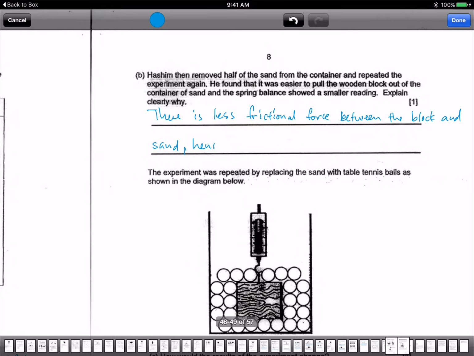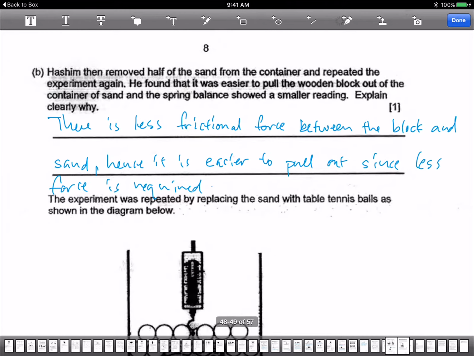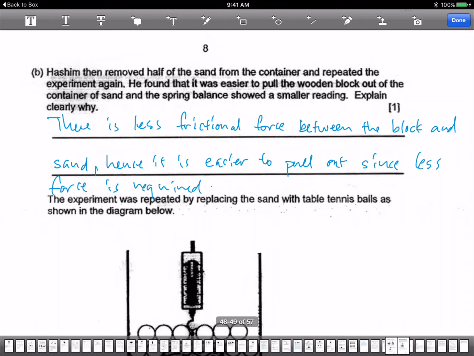Hence it is easier to pull out since less force is required. Okay, so for questions about forces, usually your answer will have force inside. It's about less force or more force. So try to put in words like less force, more force. Right?